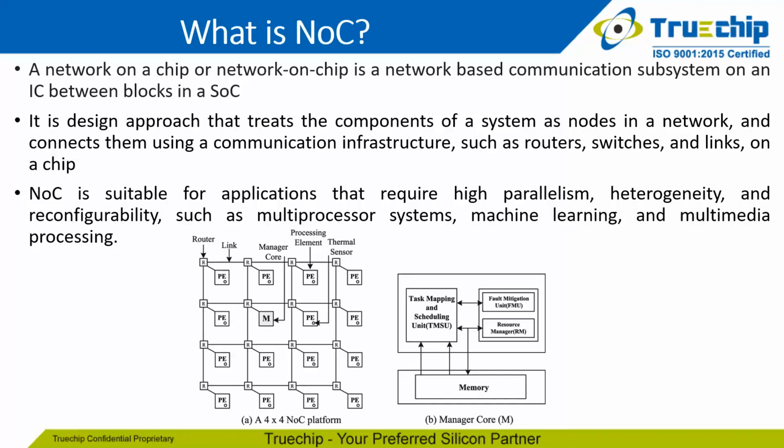As we can see from the diagram, there is a router, there's a link, there's a management core, processing element, thermal sensors. So all of these are connected by these links in between. At the same time, these routers will be efficiently managing the transfer of information. So at the same time, parameters like performance, latency, all this can also be managed efficiently.